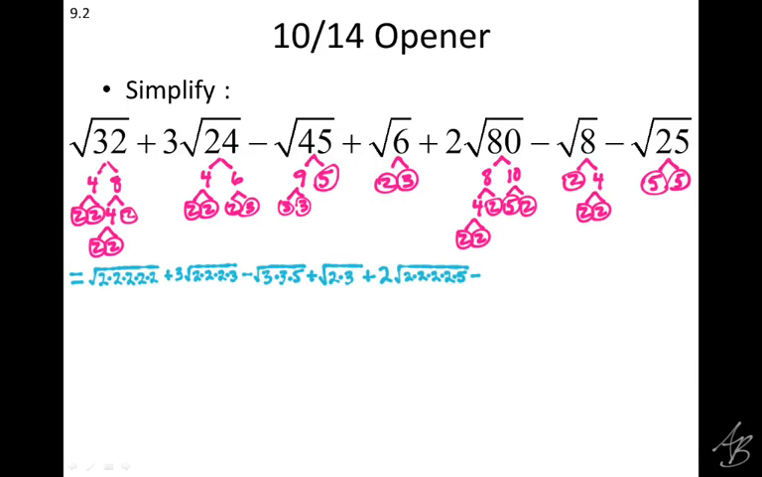Then minus the square root of 8. So instead of the 8, what are we going to have? I think that's too many of them, Jayla. How about just 2 times 2 times 2?